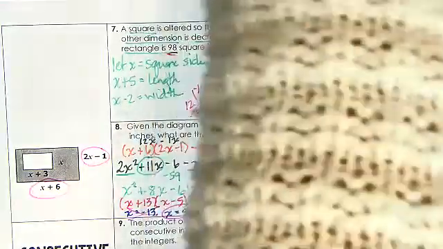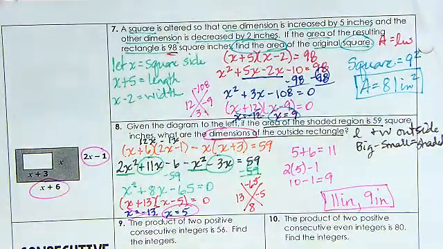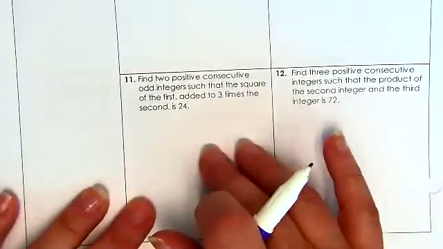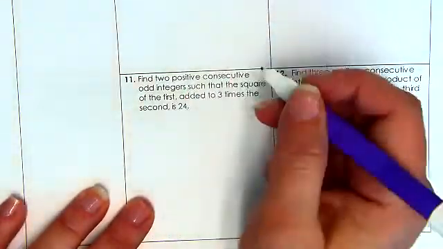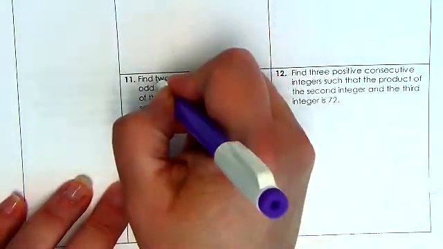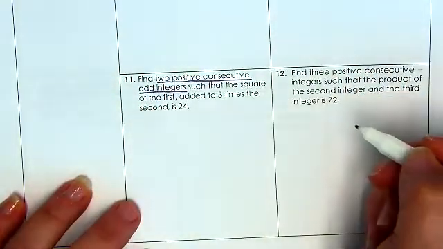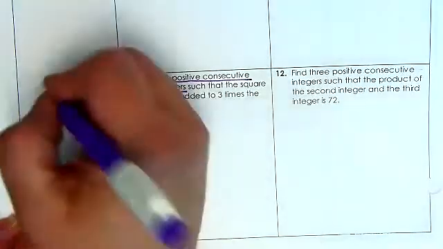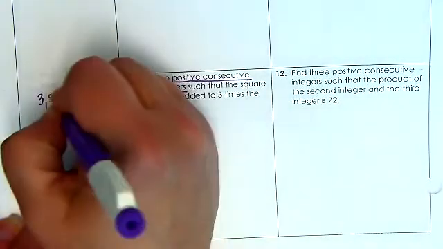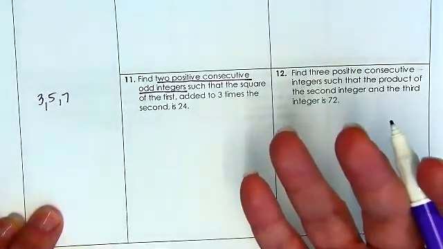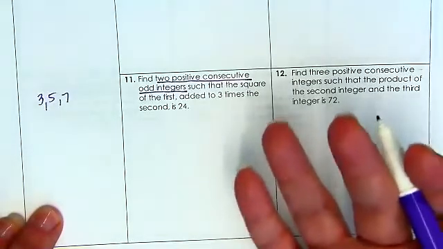Moving right along. I know this is going to be a long video, but I'm trying to give you exposure to several different things. Number 11, find two positive consecutive odd integers. That would be numbers like 3, 5, 7. Those are consecutive odd integers, but the problem is we don't know what those are.